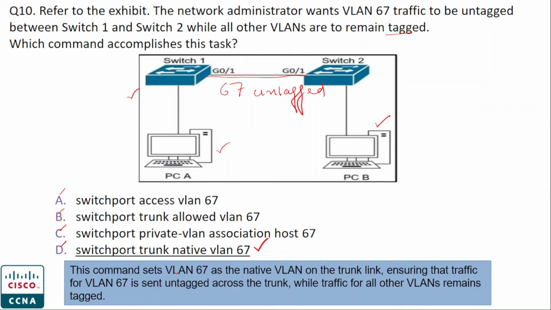So this command sets VLAN 67 as the native VLAN on the trunk link, ensuring that traffic for VLAN 67 is sent untagged across the trunk, while traffic for all other VLANs remains tagged.